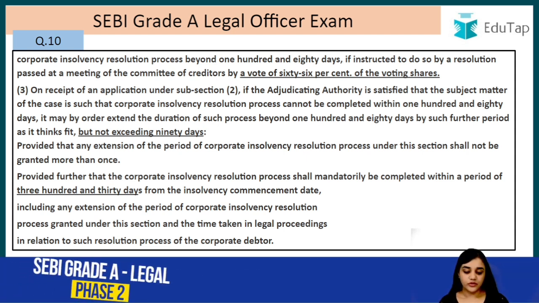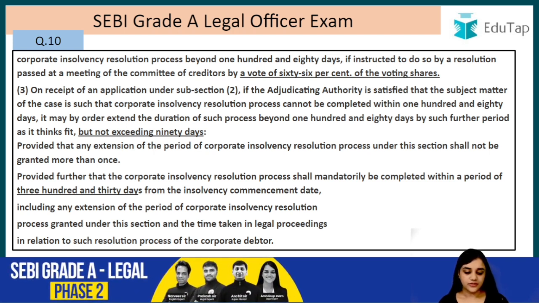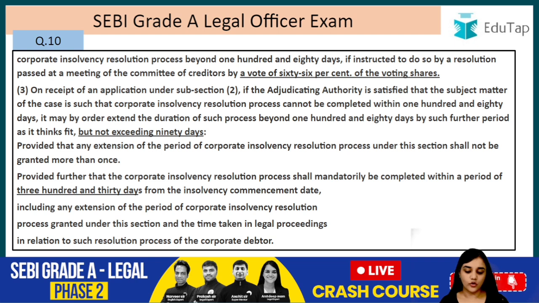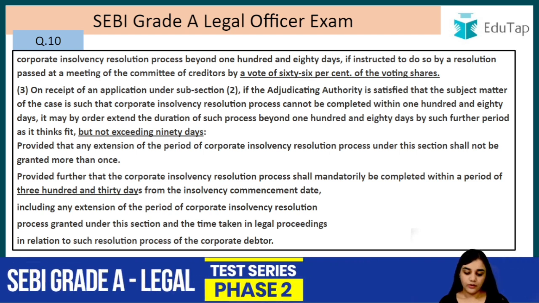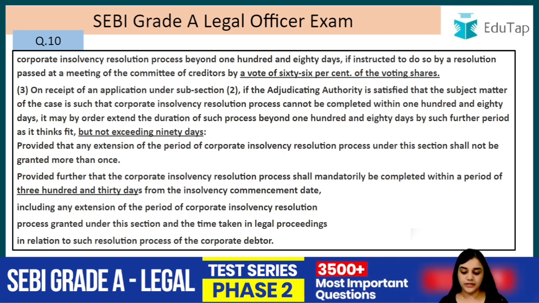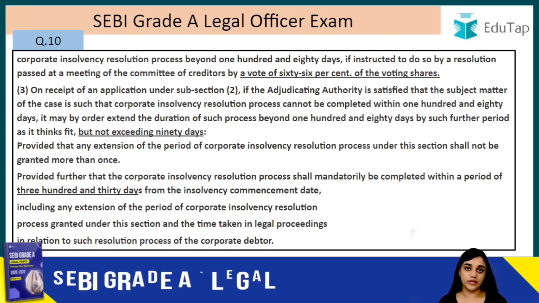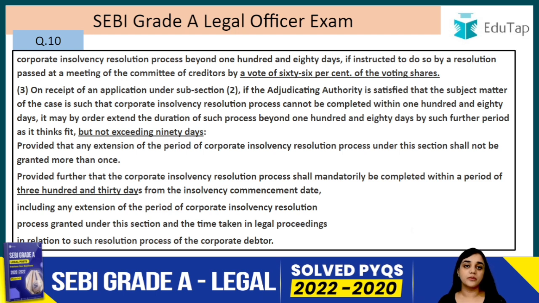On receipt of an application under subsection 2, if the adjudicating authority is satisfied that the subject matter of the case is such that the corporate insolvency resolution process cannot be completed within 180 days, it may by order extend the duration of such process beyond 180 days by such further period as it thinks fit, but not exceeding 90 days. So another period, not exceeding 90 days, can be given, and it can be given only once, right? It can be extended only once, and a maximum of 90 days can be given, provided that any extension of the period of the corporate insolvency resolution process under this section shall not be granted more than once.